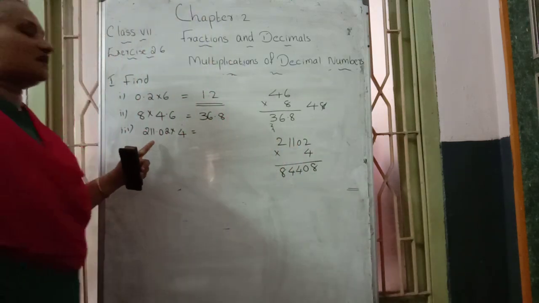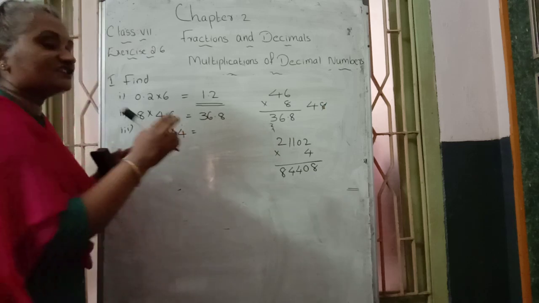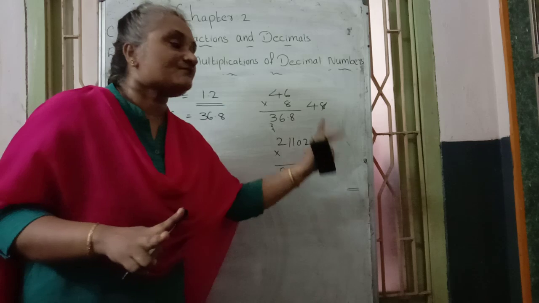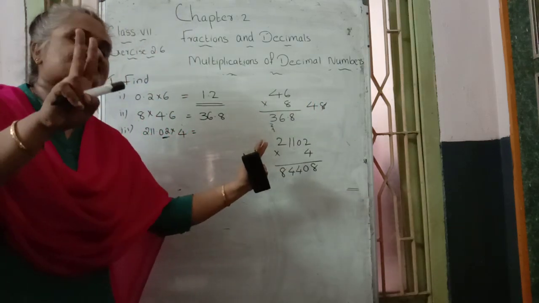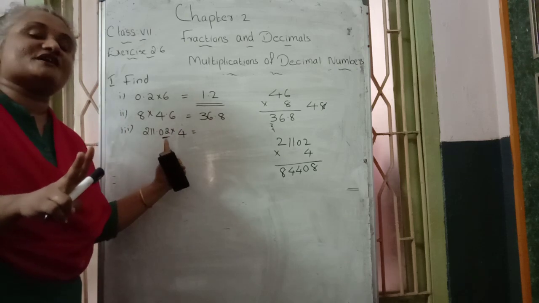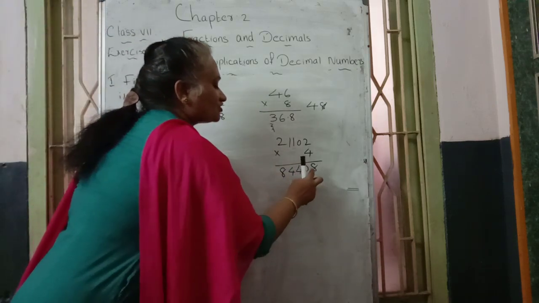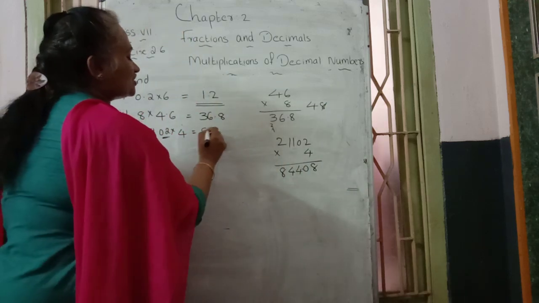Then look at the multiplicand place. Here after the decimal point how many digits are there? 2 digits. That's why in the answer place we count starting from right to left 2 places. Here in the multiplicand place after the decimal point there are 2 places. So from right to left, 1, 2. Then put the decimal. So the answer becomes 844.08.